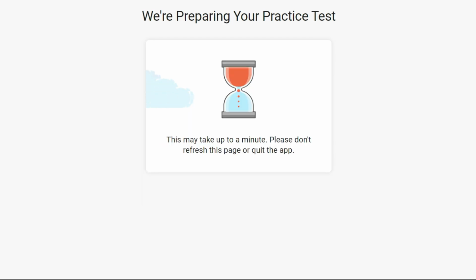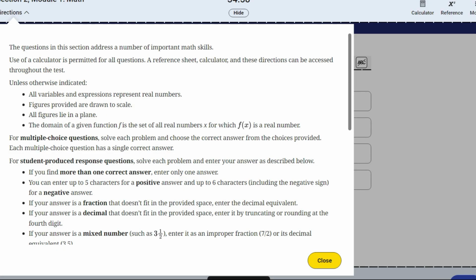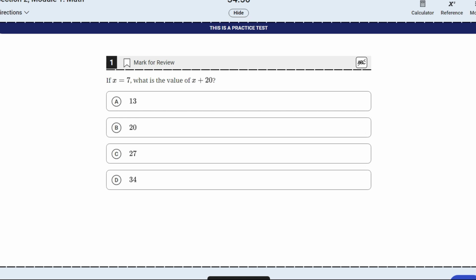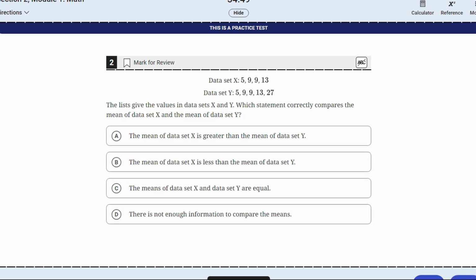I've already skipped the English part. We go straight into math, starting with the first problem. The first one is pretty simple. You just have to add 7 and 20, and that is 27.